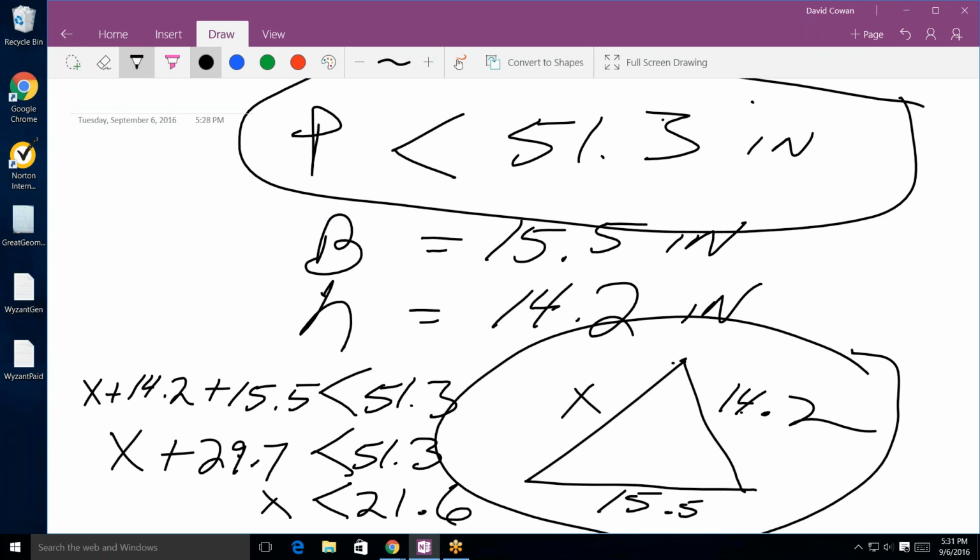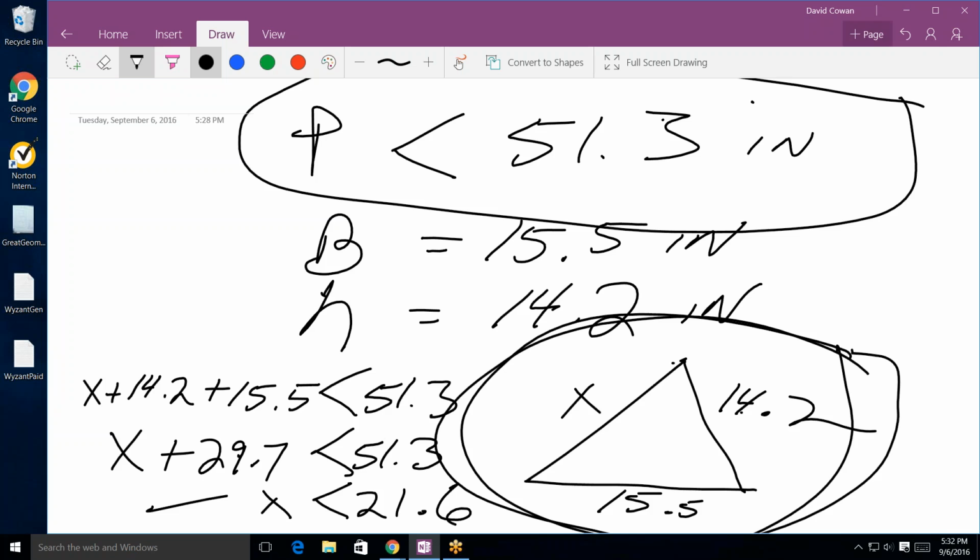That progression is the way you want to look at all these problems: what kind of equation, or inequality as is the case here, can I write? In other words, can I write an inequality and solve for x? And that's what we did. We based the inequality on this picture that I've circled. The sum of the three sides of this triangle is less than the perimeter, and they're telling us the perimeter is less than 51.3. Then just solve it for x, and you get your answer.